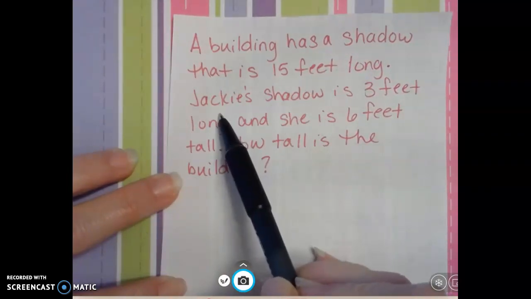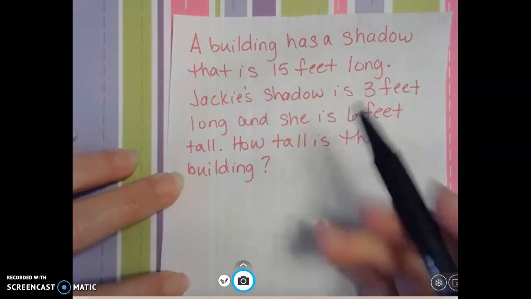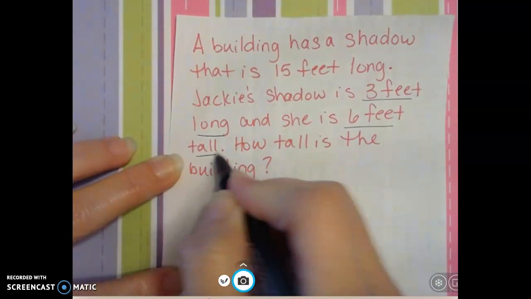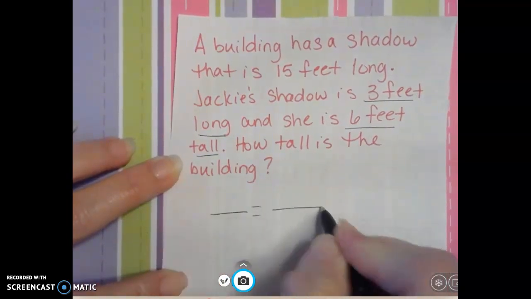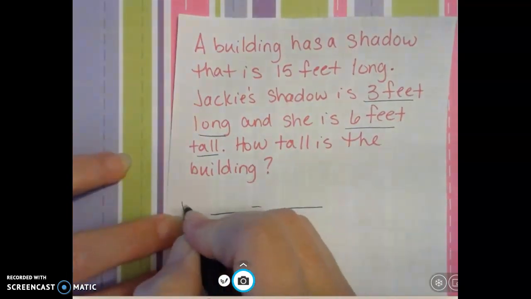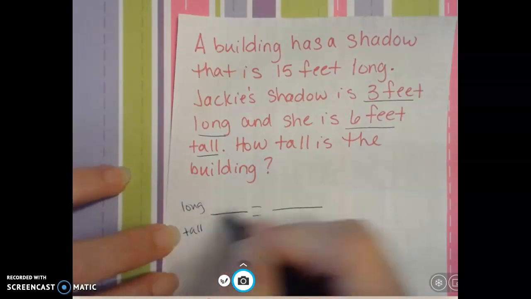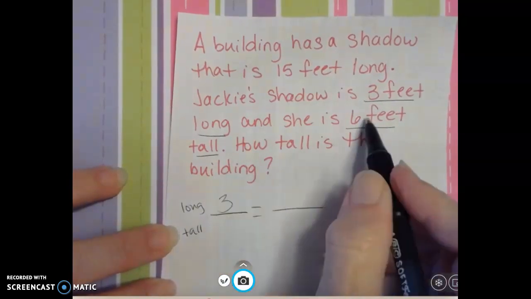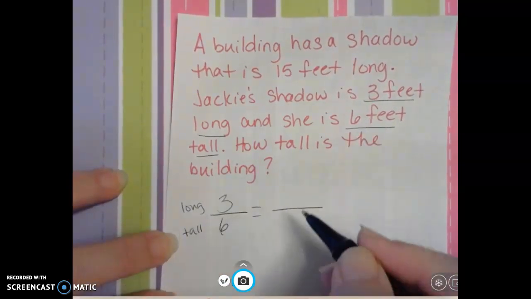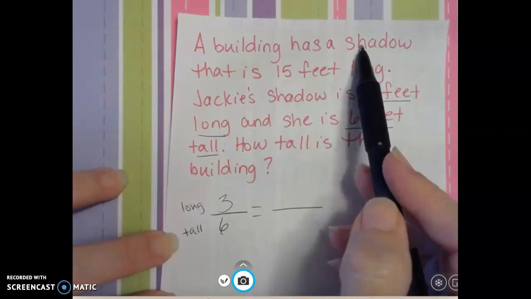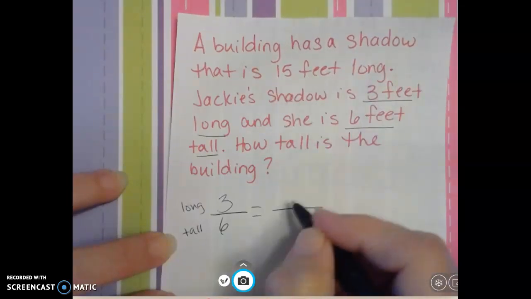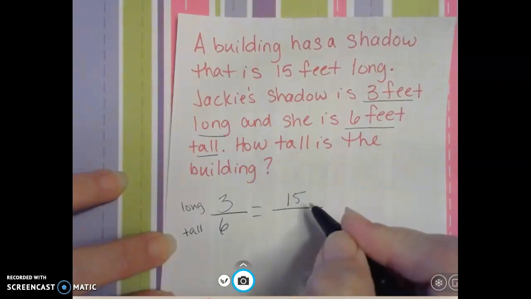Now remember, there's lots of different ways to do this. It makes sense to me to start with Jackie because we've got the 3 feet long and the 6 feet tall. We've got all the information we need. So we're looking for long and tall. So I do 3 feet long and 6 feet tall. Now if I go back up, it says the building is 15 feet long, so long has to go on top, and this is going to be x.